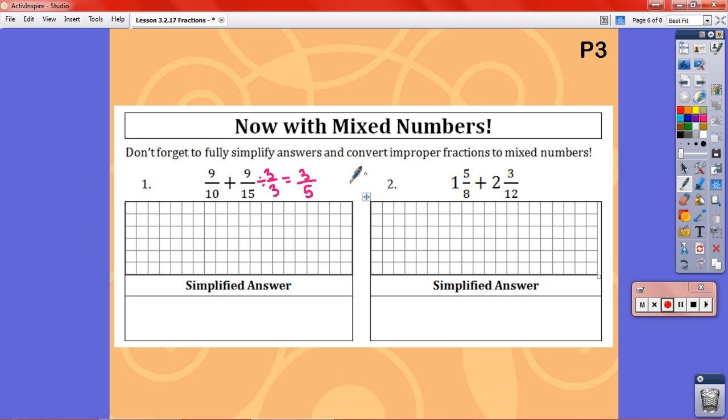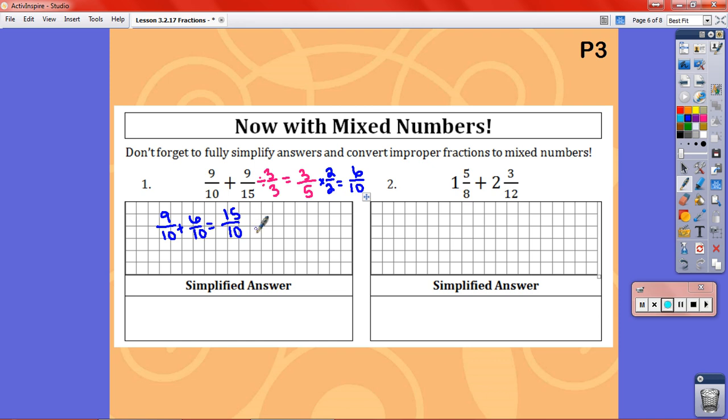I need my pieces to be the same size. So if I do this by 2, then I'll get tenths on the bottom and 6 pieces on top. So I have 9 tenths and 6 tenths. Well, if I have 9 pieces and 6 pieces together, that makes 15 pieces. But my answer has to be simplified, and it can't have any improper fractions. This is an improper fraction, and it's not simplified.